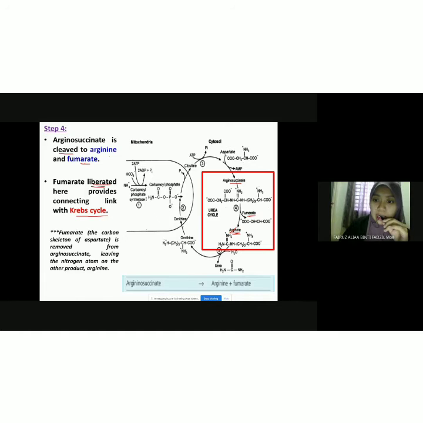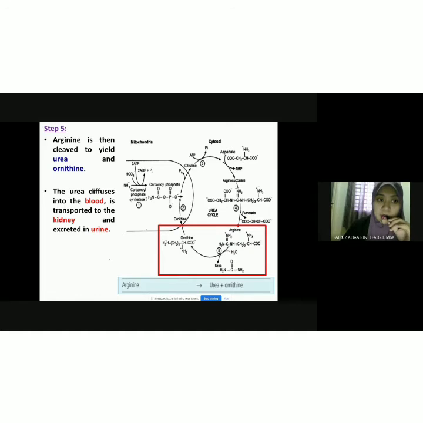So fumarate is removed from the arginosuccinate, which leaves the nitrogen atom on the other product, which is arginine. So we see step 5. Now the arginine will break down. Last step, the arginine will then break down into ornithine and also urea. So the arginine will cleave into ornithine and also urea. Now we have the urea already.